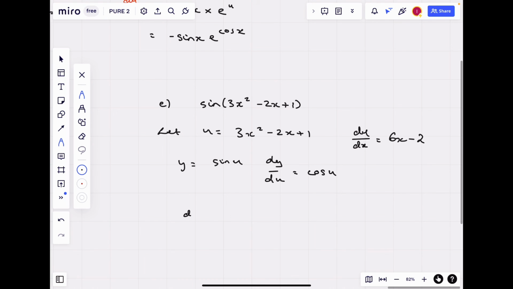Now, dy by dx is going to be 6x minus 2 in one bracket, and then cos 3x squared minus 2x plus 1. There we go. That's after the multiply, and that's after the resubstitute of u. There you go. Chain rule.